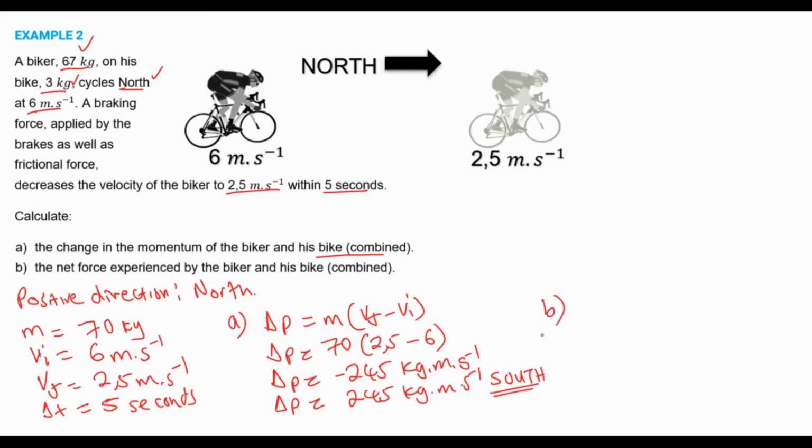Then B, we need to calculate the net force experienced by the biker and this bike. So we want to find the net force. So net force is equal to change in momentum over change in time. Like change in momentum, we already have it. So it's going to be 245 divided by 5, which is equal to 49 newtons south.